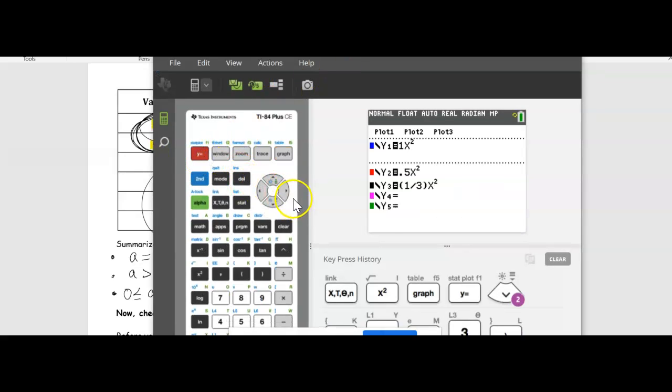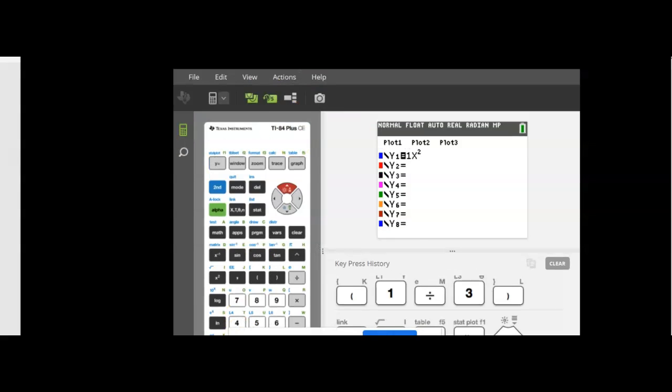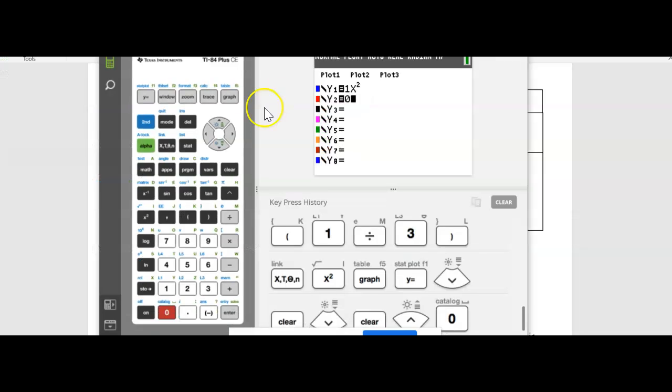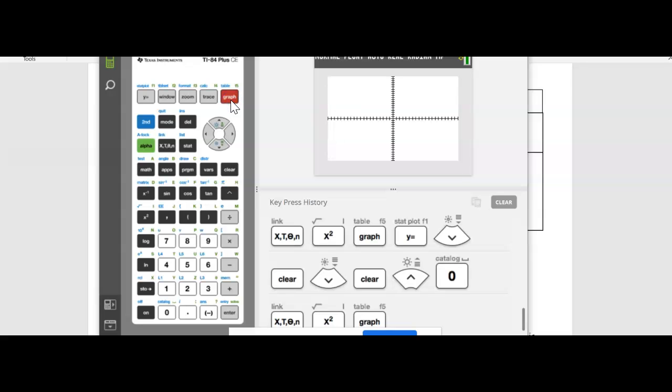If I graph, so let me get rid of these. If I graph 0 x squared, what do we think this is going to be? Is this going to be a parabola, we think? Mystery here. Let me hit graph.